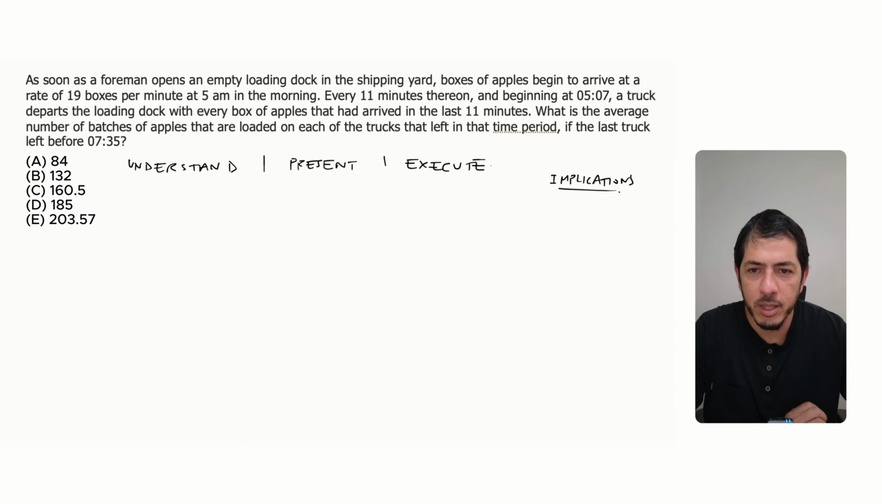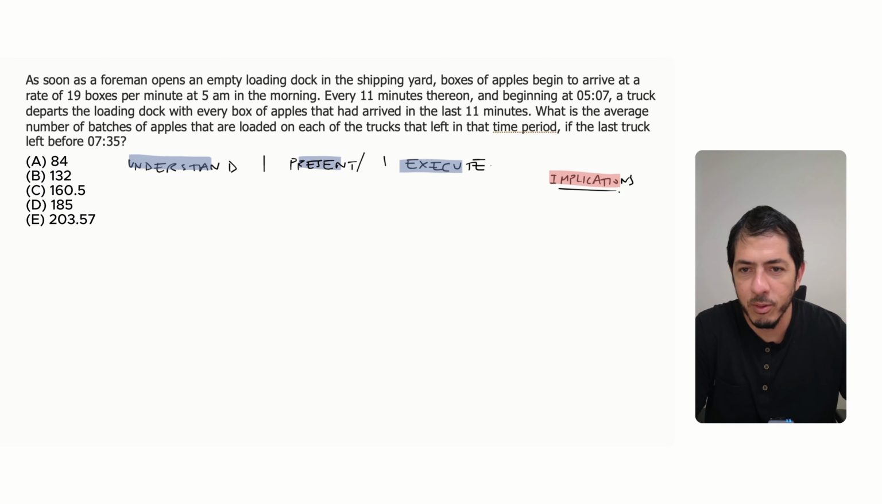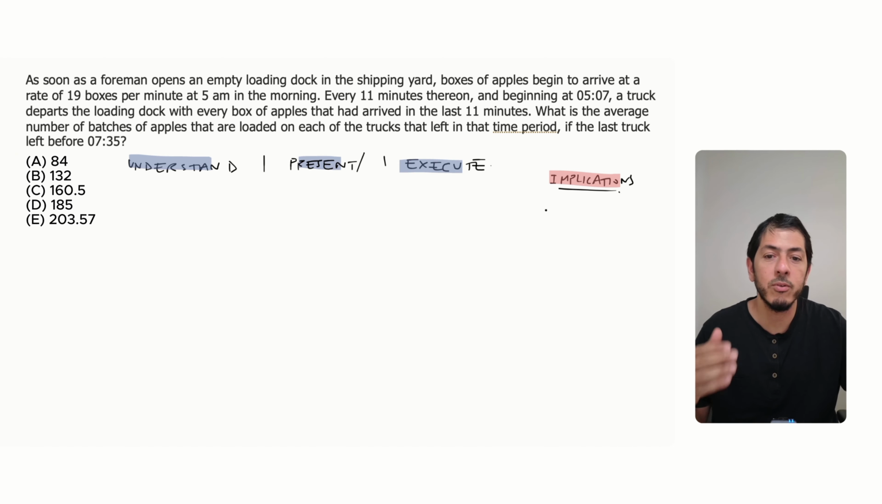Now you will notice that I have these three phases of solving problems. I call them understand, present, and execute. And with present, you can also call it modeling or organization. There's more than one way to present this. And over here you have a section that I call implications. As I'm explaining this problem and as I outline some ideas, I'm going to write down on the right-hand side some implications that are really important to your preparation.